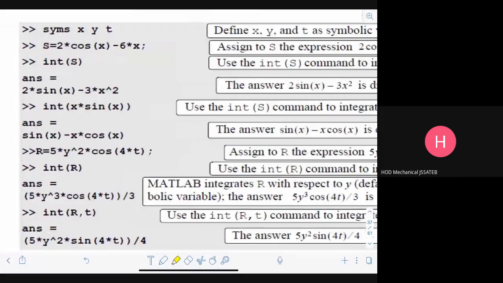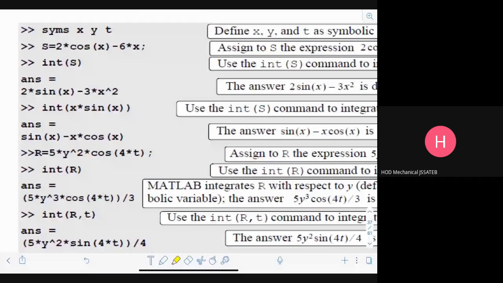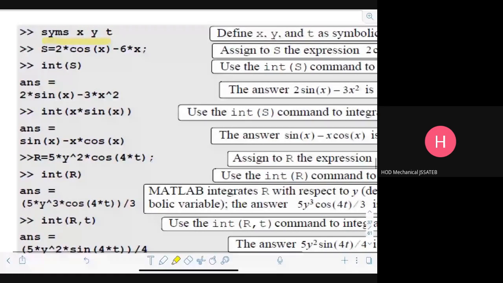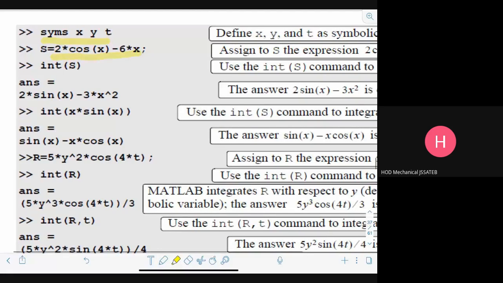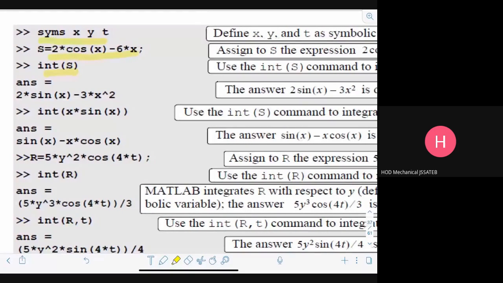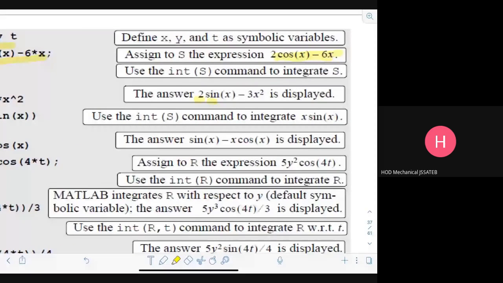syms x y t. This, remember, never forget this part. Never put a comma here. If I put in between one comma, the remaining terms are not defined as symbolic variables, and there'll be an error message. Suppose you say s is equal to 2 cos of x minus 6x, and you simply say int of s. Remember, this expression is integrated with respect to x, and the answer, if you do it analytically, is 2 sine of x minus 3x square, which is displayed.